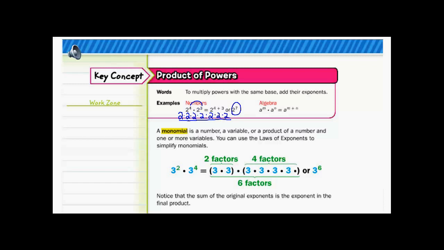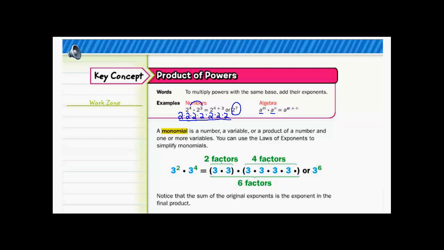Works the same thing with numbers as it does letters. Notice these are both the same base. They both have an A. This says A to the M. This says A to the N. So what is that actually? A to the M plus N, because you were just adding those exponents.